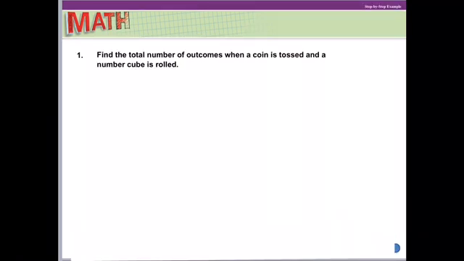So now, like the example in the vocabulary, this is the same question. Find the total number of outcomes when a coin is tossed and a number cube is rolled. So, like we found out earlier, we know that a coin has 2 possible outcomes. We can multiply that by the amount of outcomes a number cube has. So it's 6. So that would equal 12. So we know that there are 12 total outcomes.